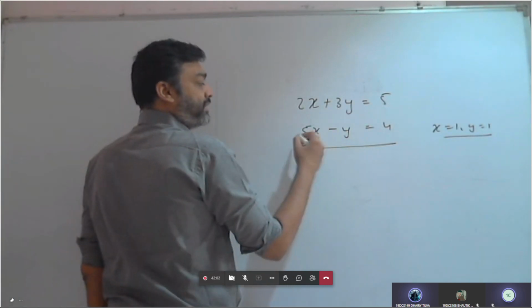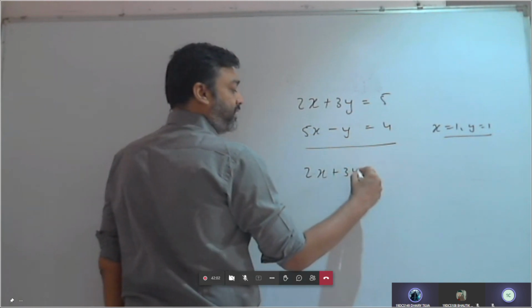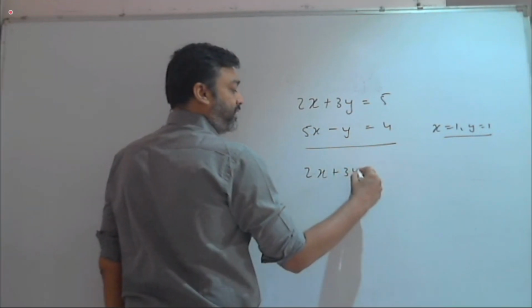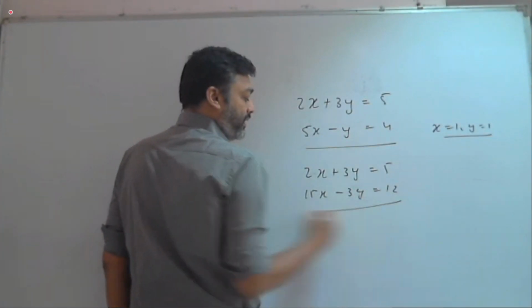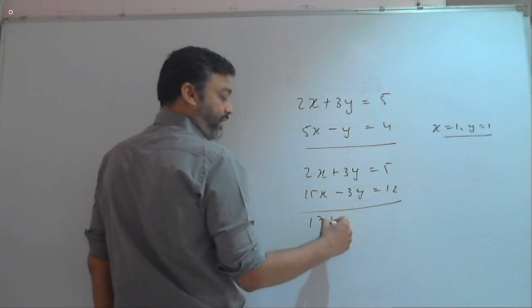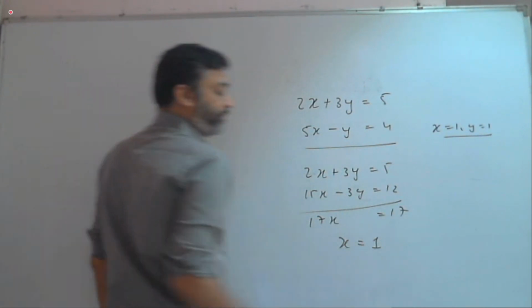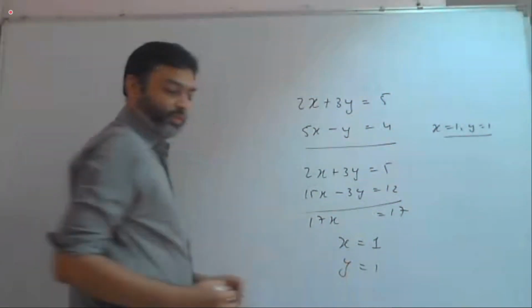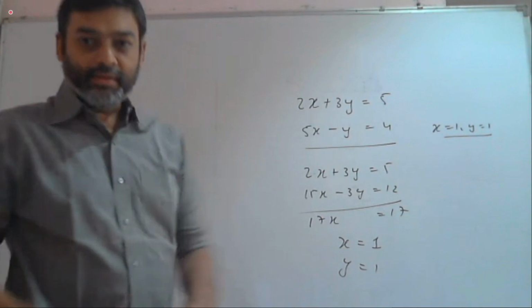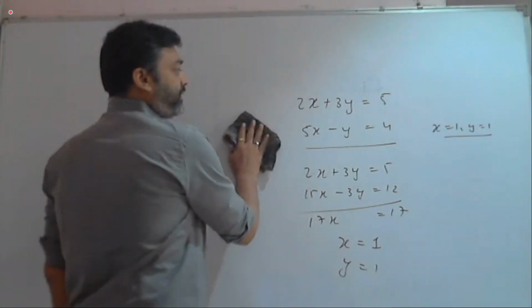Suppose I multiply the second equation by 3 and write the first equation as it is. This is not required, but sometimes in an emergency you can use this method. So 15x minus 3y equal to 12. When you add, 17x is equal to 17, so x equal to 1. Putting x equal to 1 in any one equation, you get y, and y will be 1. Hope you know all this, right? These are the simple equations which they like to ask.